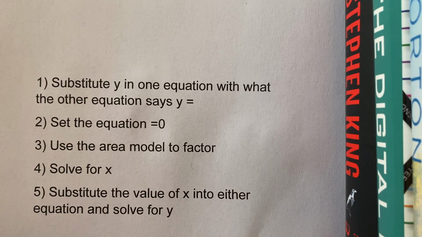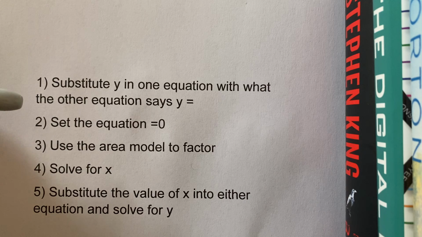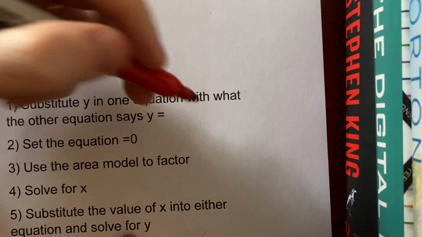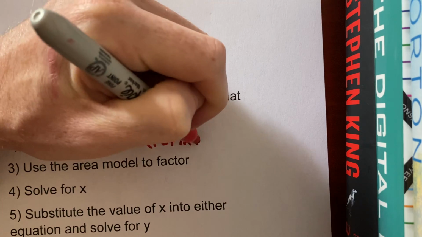So I'm going to read these, and then we're going to go back up and solve example number 1. The first thing we want to do is substitute y in one equation with what's in the other equation where it says y equals. That's just a fancy way of saying we're going to use the substitution method, right? That's why it's using the word substitute. All right, we're going to set the equation equal to 0. If you want to take a note of this, this just means put into standard form.